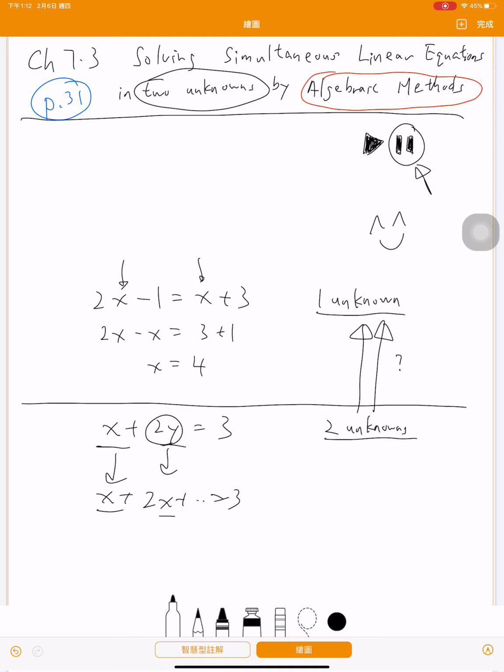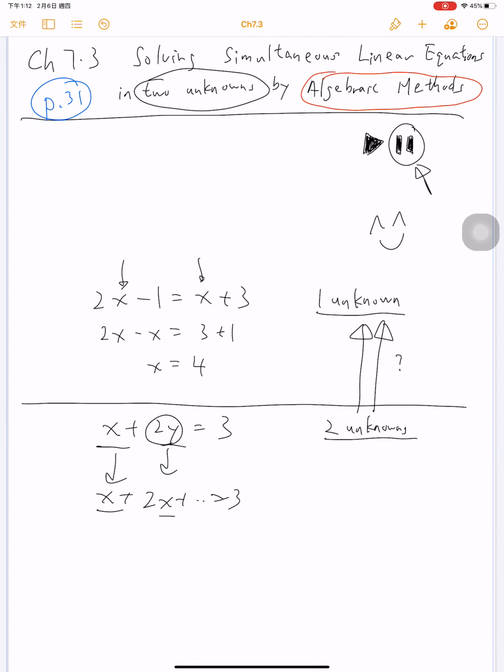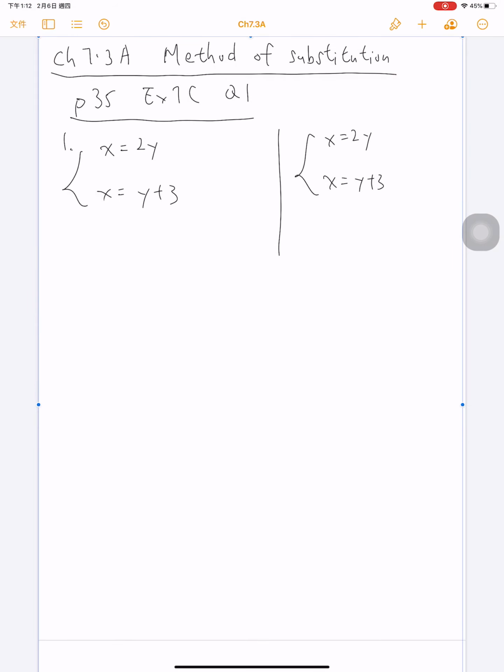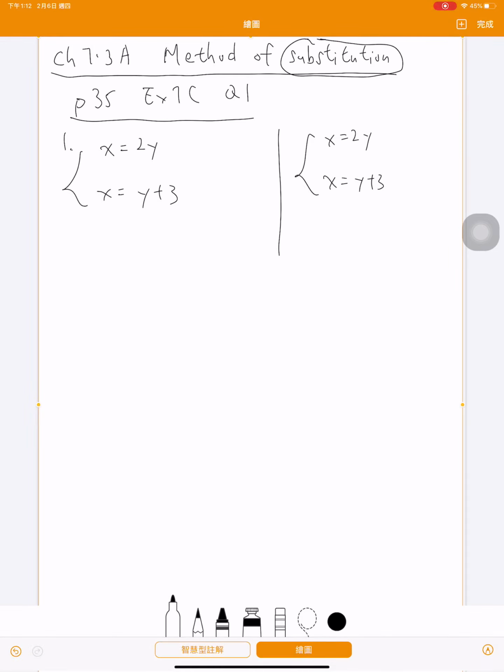We have some methods here. The first method we are going to learn in this video is 7.3A, the method of substitution. I'm going to show you how to use this method by using an example on page 35, exercise 7C, question 1. So let's look.